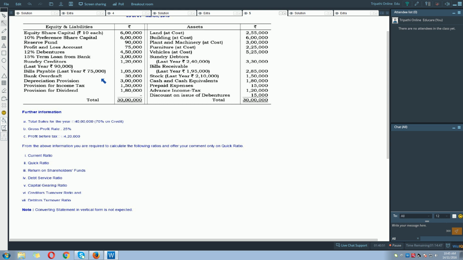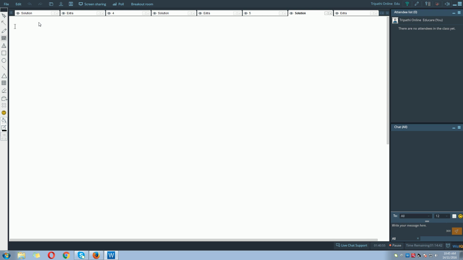Vinod Limited furnishes you their balance sheet as on 31st March 2015 with some additional information. This is your equity and liability side. Equity share capital 6 lakh, 10% preference share capital 6 lakhs, reserve 90,000, profit and loss account 75,000, 12% debenture 4,50,000, 15% term loan from bank 3 lakhs, sundry creditor 1,20,000, last year 90,000, bills payable last year 75,000, current year 1,05,000, bank overdraft 30,000, depreciation provision 3 lakhs, provision for income tax 1,50,000, proposed dividend, that is provision for dividend 1,80,000.